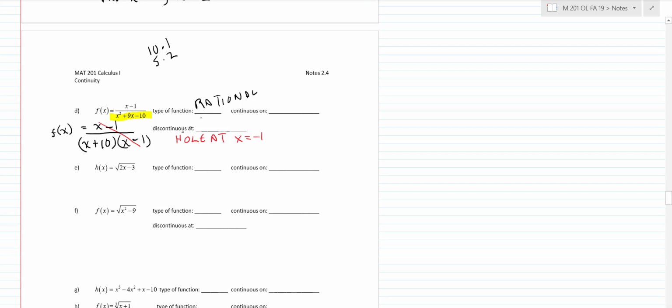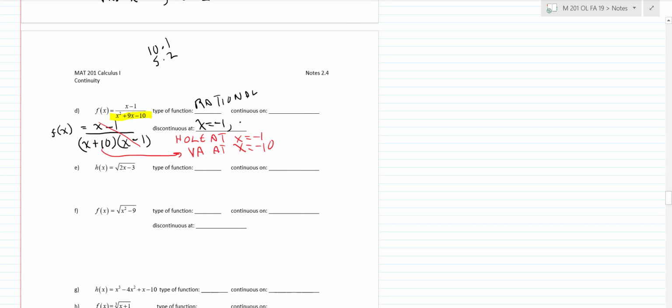Now, that is a place where it's discontinuous, so don't just cancel it out and ignore it. You would have to say we're discontinuous at negative 1. All right? And then you have a vertical asymptote. Remember, the vertical asymptote's the one that's left over. So we have a vertical asymptote at x equals negative 10. So this rational function would be continuous everywhere except these two places.